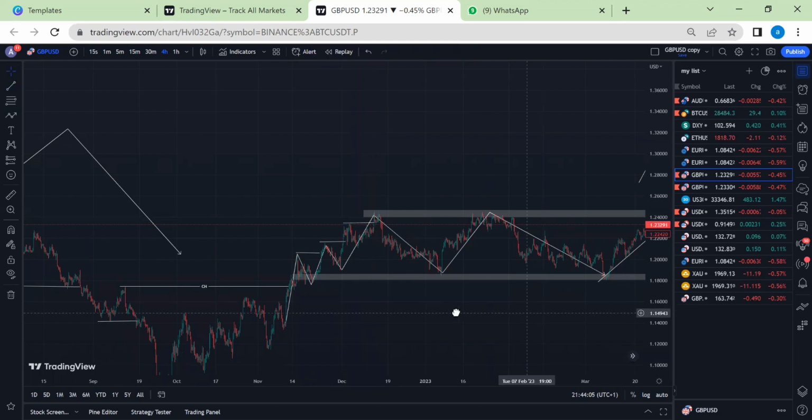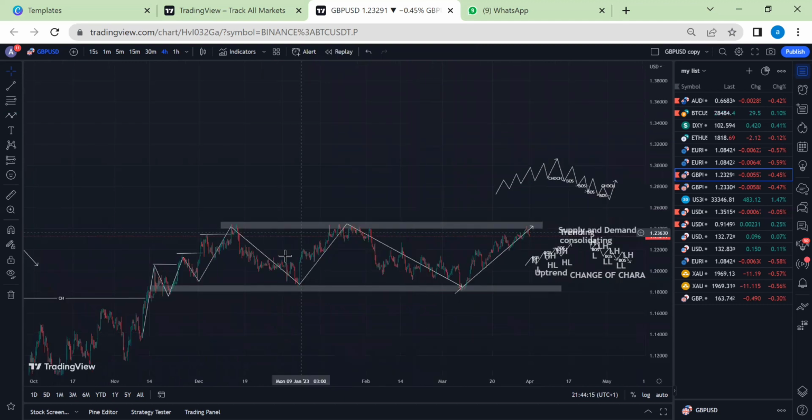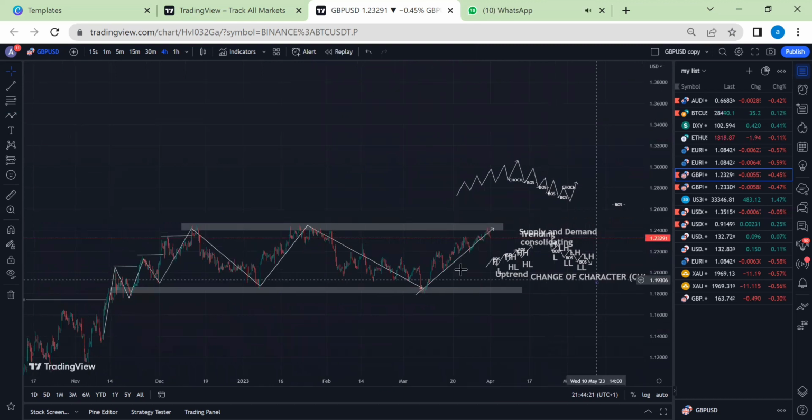So until price, this is the last one we had. I think this is the last one we had. Until price breaks again below it, then we'll start going down. But for now, price is moving in a range. Can you see it? It's just moving in a range. For now, that's what price is.